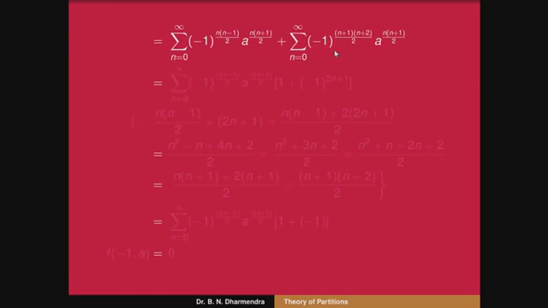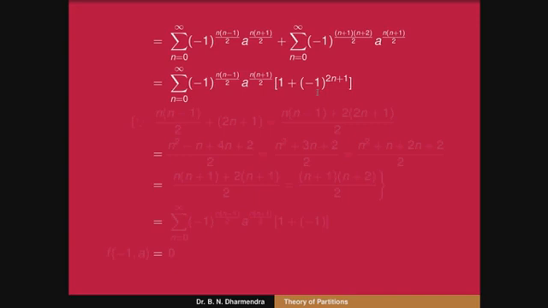So the first series and the second series both are running from 0 to infinity, and the common term is a^n into (n+1)/2, here also a^n into (n+1)/2. Also, (-1)^n into (n-1)/2 is a common factor. So it can be rewritten as n running from 0 to infinity, (-1)^n into (n-1)/2 into a^n into (n+1)/2 as the common factor.